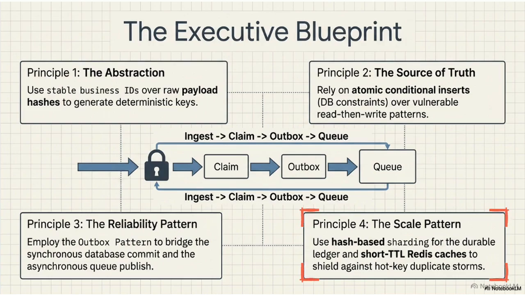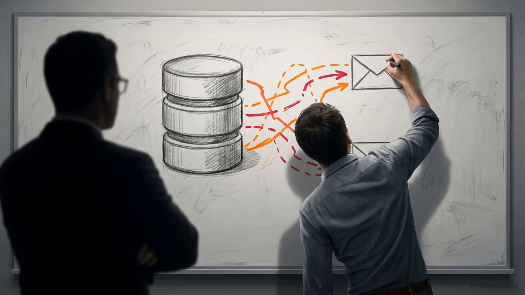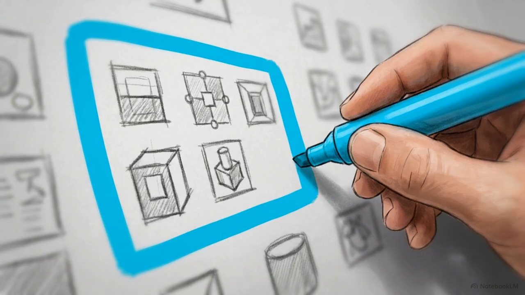In an interview setting, throwing out names of databases or queue technologies doesn't prove seniority. Defining failure states, anticipating edge cases, and combining distinct patterns into a cohesive blueprint proves you can build a bulletproof production-grade architecture.